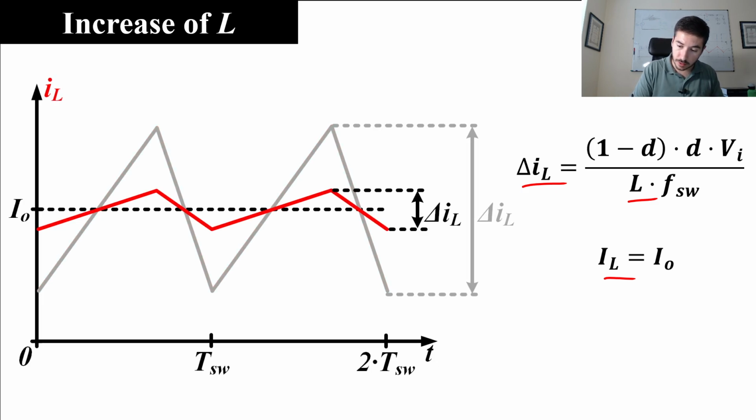Note that this is the initial current ripple and this is the final current ripple. As you can see, the period is the same. The difference is in the slope of the current.